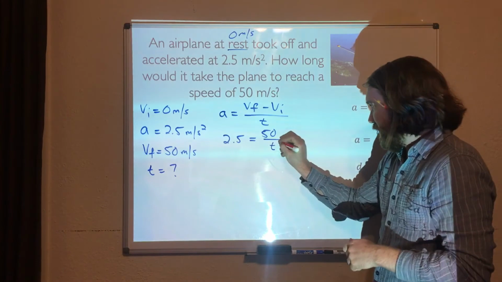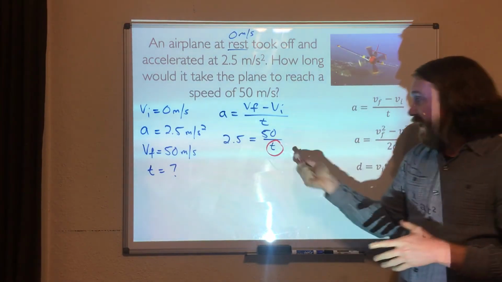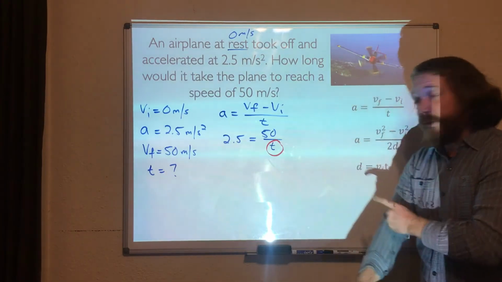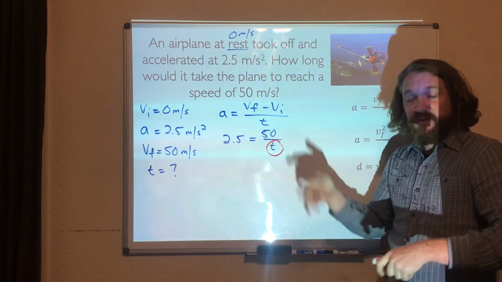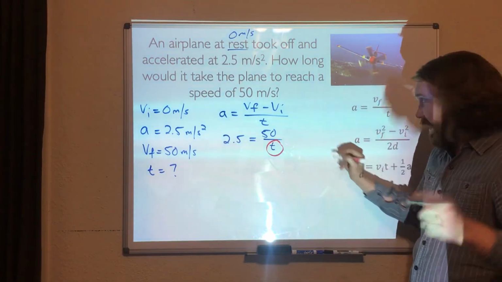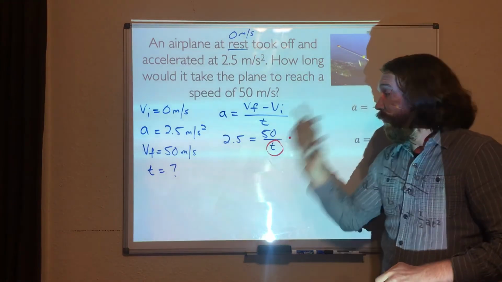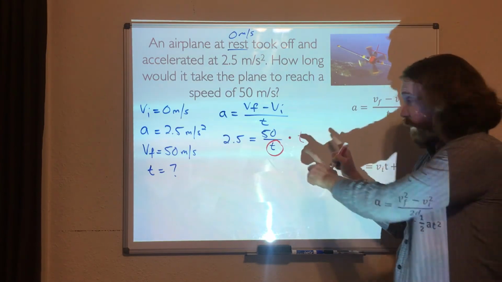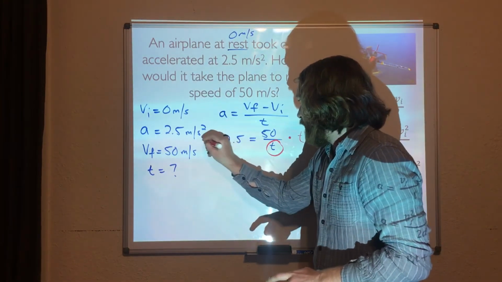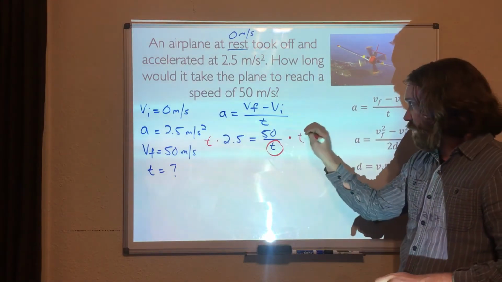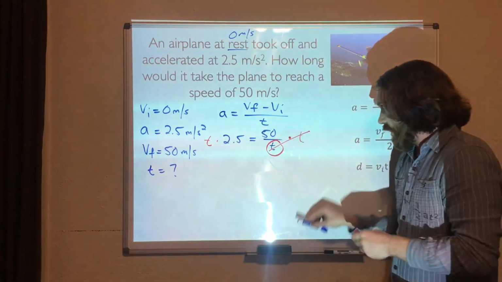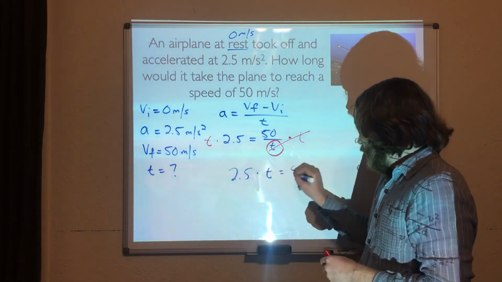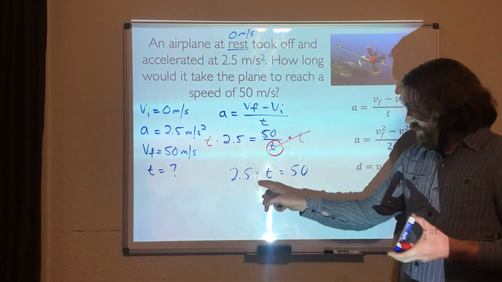We want time by itself. Can time be in the bottom of this fraction? Very good. No, it can't. So we've got to move it. This is division. So we do the opposite of division, which, you guessed it, is multiplication. And we always multiply by the bottom number. So we're going to multiply this side by t. Whatever we do to this side, we've got to do to this side. t divided by t here is 1. It cancels. I bring this down here. Now I have 2.5 times t equals 50. Right? This is multiplication.